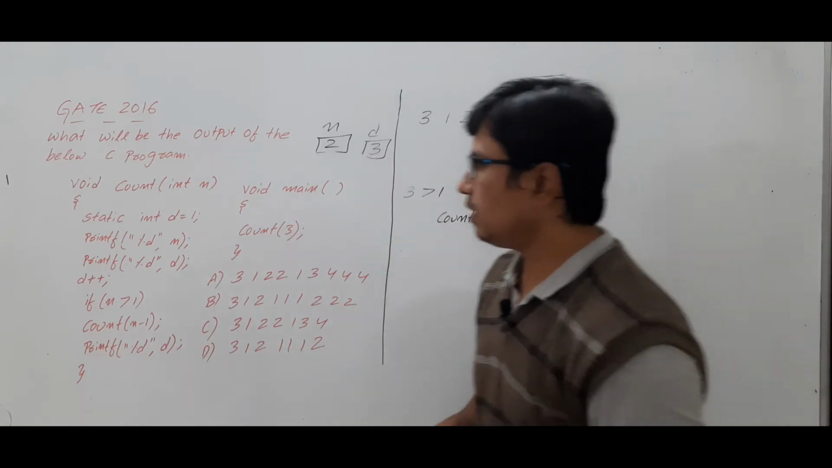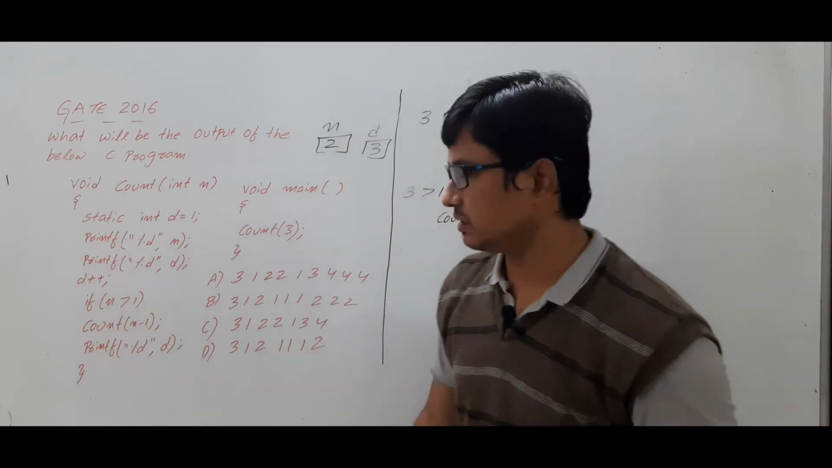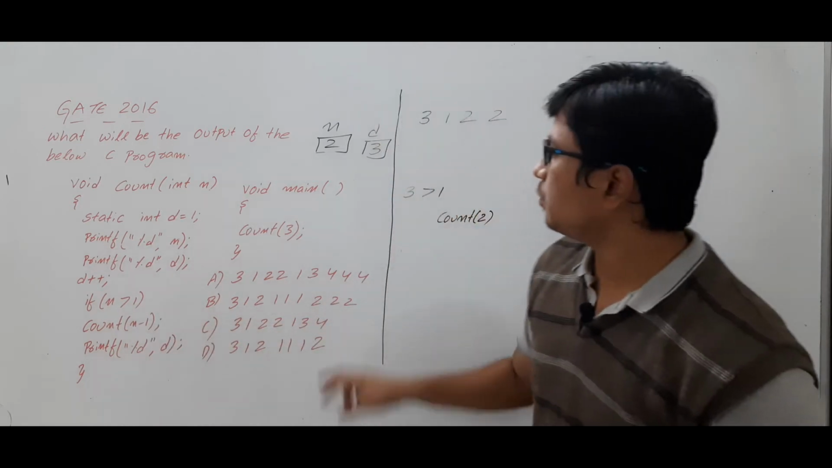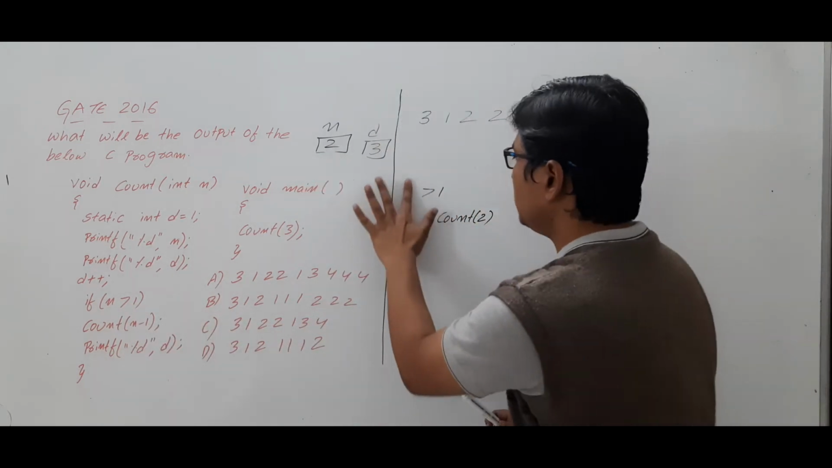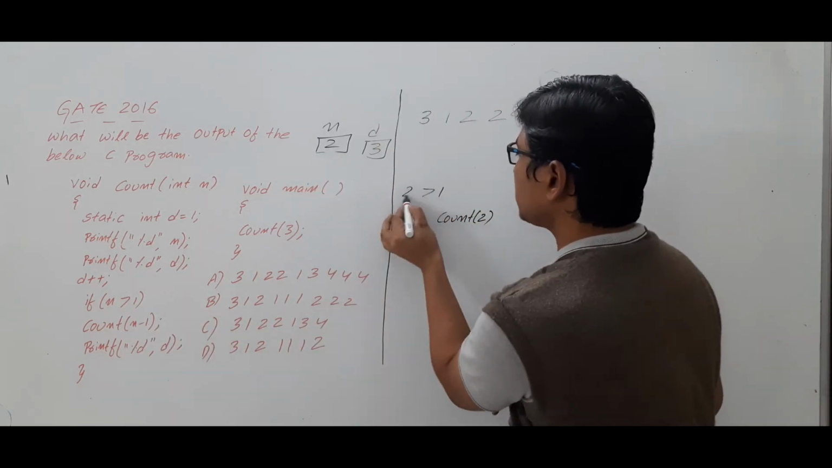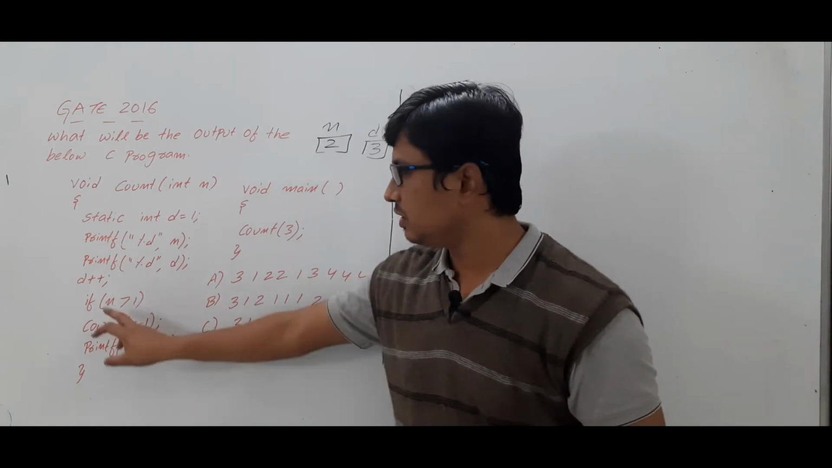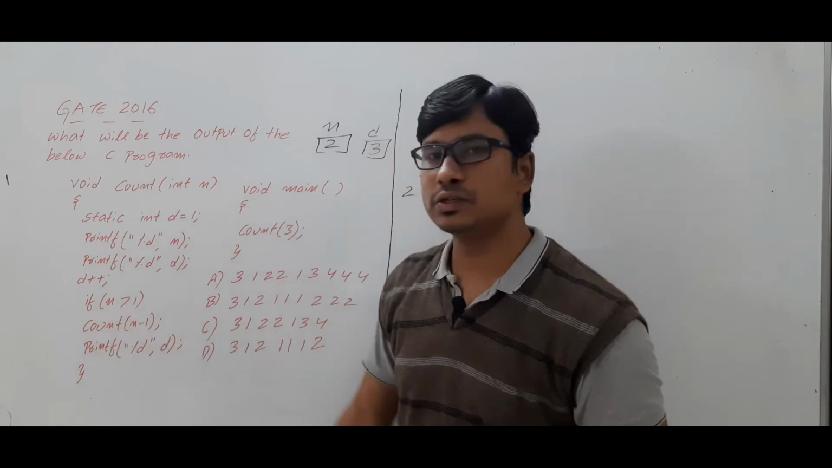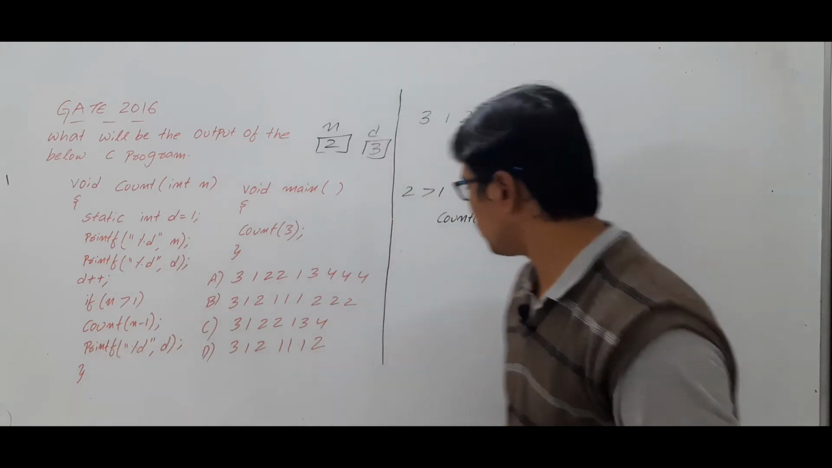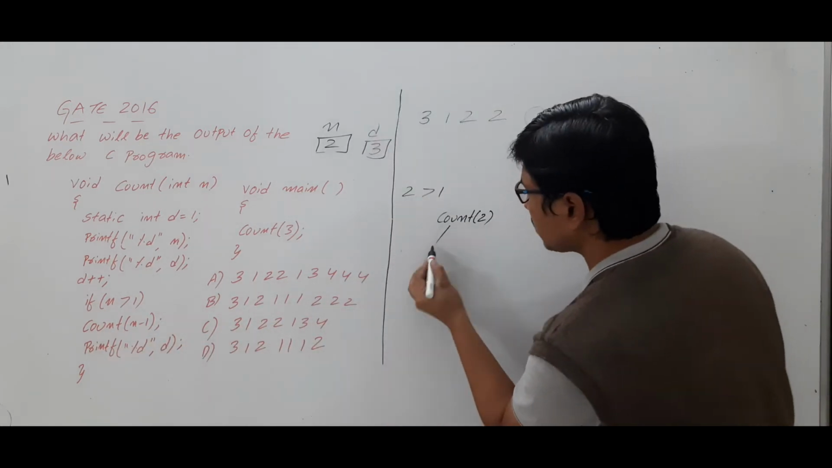Okay. Now again you will check this condition. N greater than 1. What is the n value currently? 2. So check whether 2 is greater than 1 or not. Yes, 2 is greater than 1. So the condition is true. If this condition is true, you need to execute the count n minus 1, which is nothing but count 1.